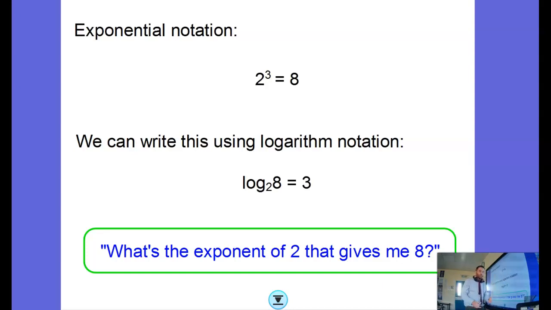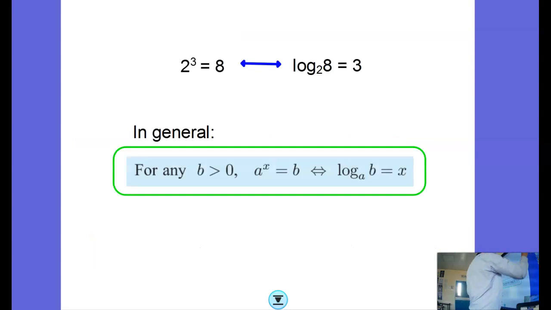Let's look at some examples with this. But the basic idea is that we are finding powers. We're finding the exponents. So, 2 cubed equals 8 could be rewritten as log base 2. That base 2 is crucial. That tells us the base number there, of 8, equals 3.